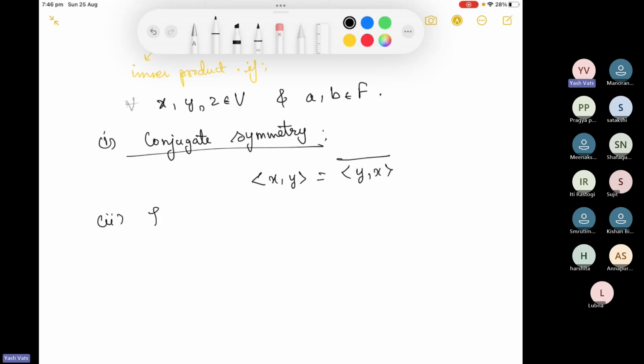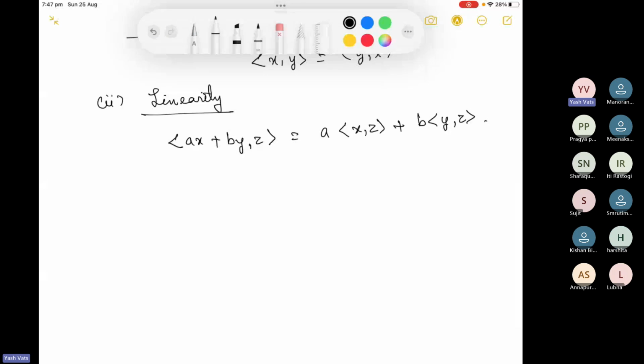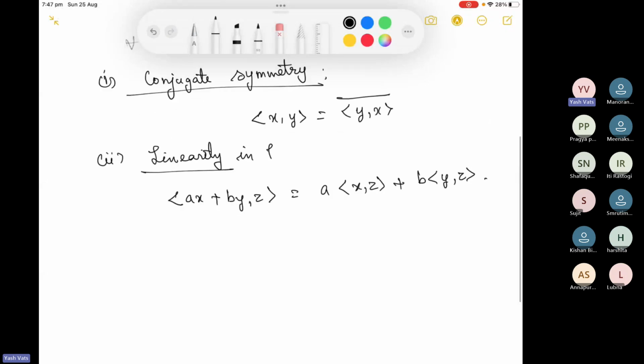Yes. Second is linearity. It's linear in the first component: ax plus by, inner product with z. That's called linearity in the first argument. So it's just a vector space with an inner product. We define inner product as a map, and it satisfies the following three properties.